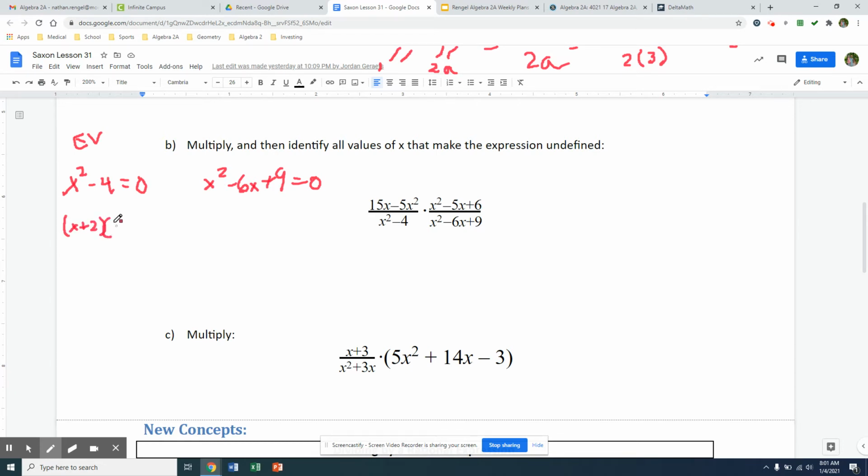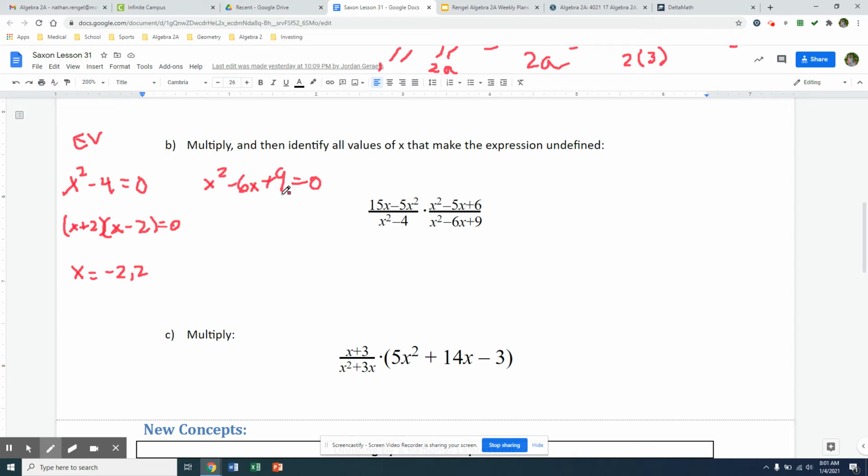X plus 2, x minus 2 equals 0. And then I take each of those expressions, those factors, set it equal to 0. Well, since I could just use mental math, what number plus 2 would equal 0? That's going to be negative 2. What number minus 2 is 0? That's going to be positive 2. So that one I get negative 2 and 2.